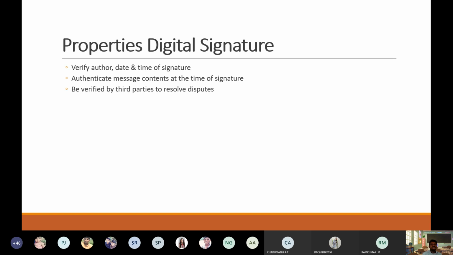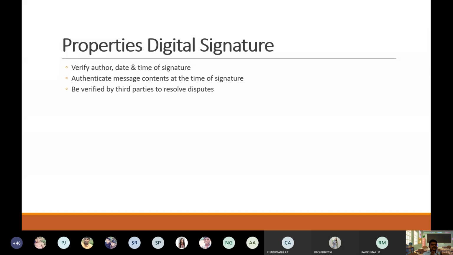We will not create digital signatures ourselves. Some vendors are there, the third parties. Those vendors only provide the digital signature. It will not be created by us. Those vendors are also authorized by the government, maximum by the central government. Clear? So the digital signature verifies the author.